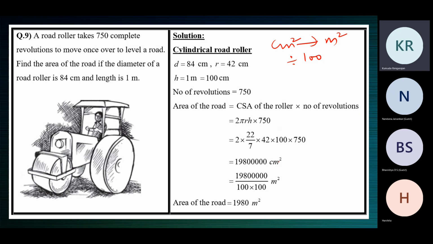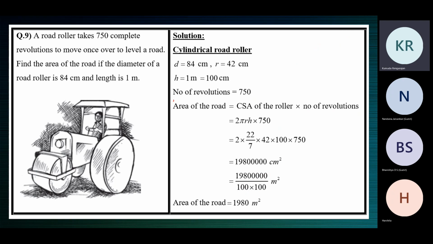So see here, centimeter square to meter square. Centimeter to meter, divide by 100. Centimeter square to meter square, do it 2 times, 100 into 100. That is, divide by 100 2 times. So you write in the denominator 100 into 100, which is 1 followed by 4 zeros, and 4 zeros get cancelled. So you get 1980 meter square. So the area of the road is 1980 meter square.